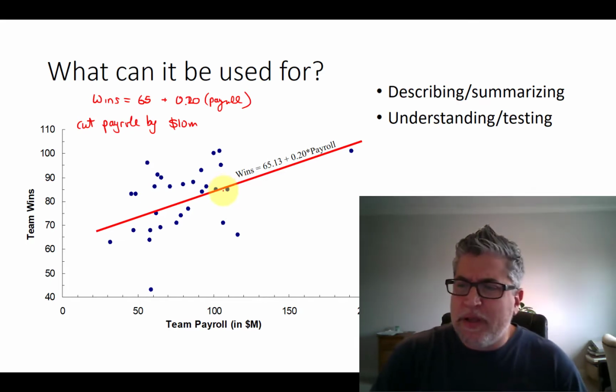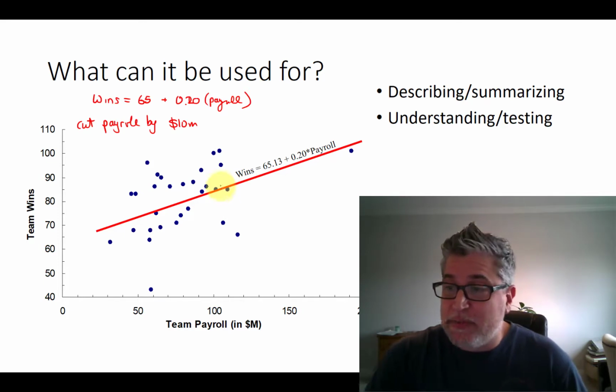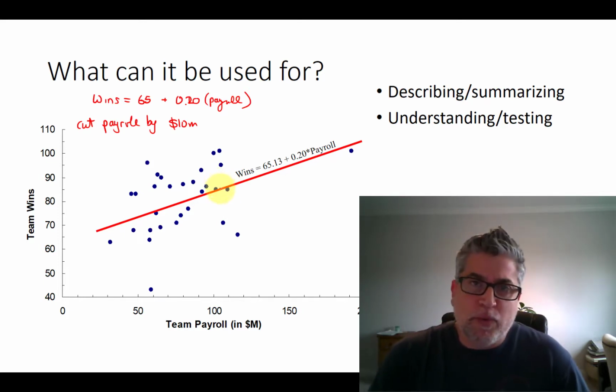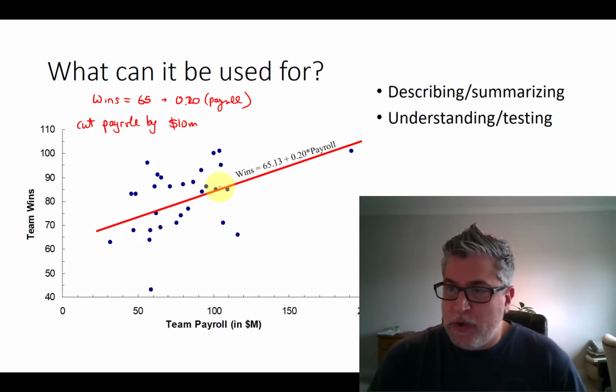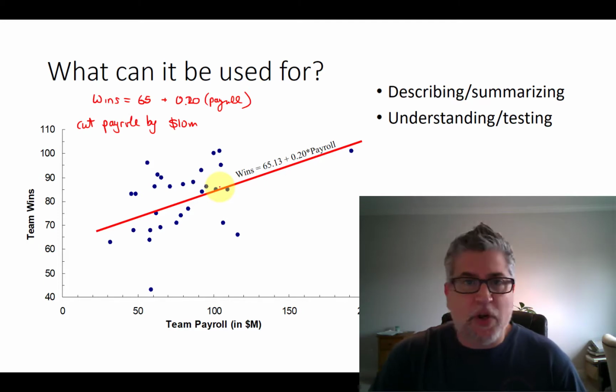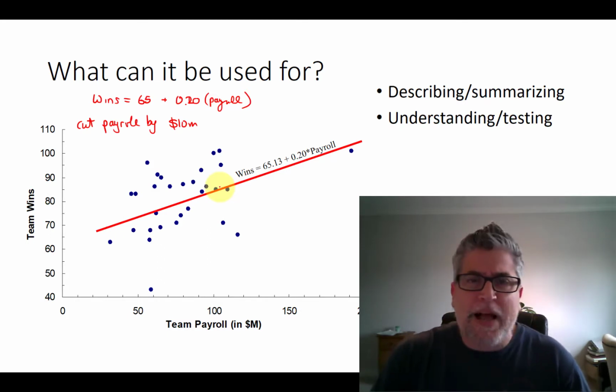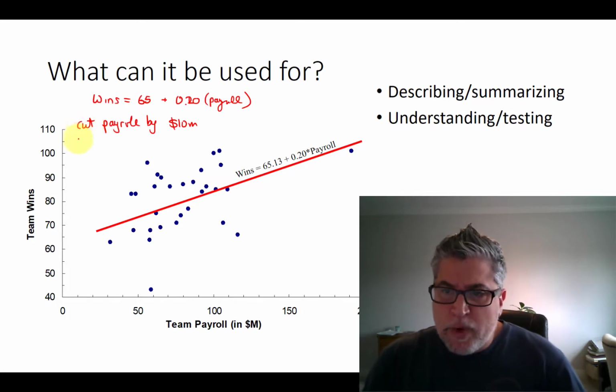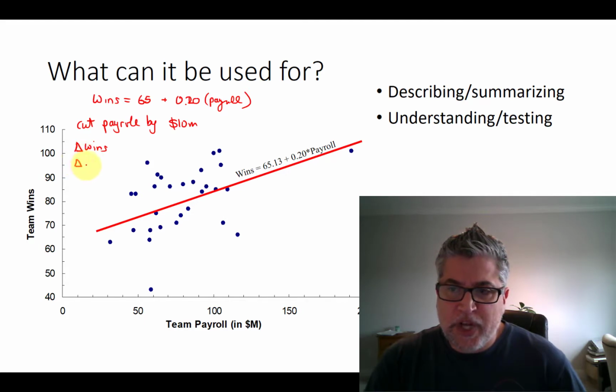Or better yet, rather than the same players making less, what if we were to replace our players with a new team that costs $10 million less? So they're arguably crappier players. Then how many would we expect to win? Now we're asking, what is the change? So what is the change in wins from a change in payroll?